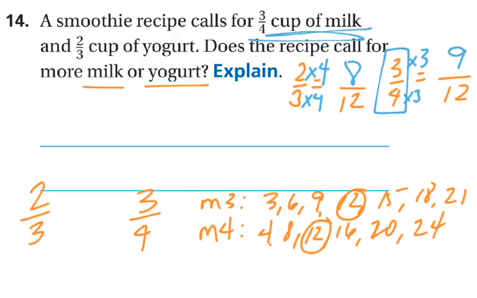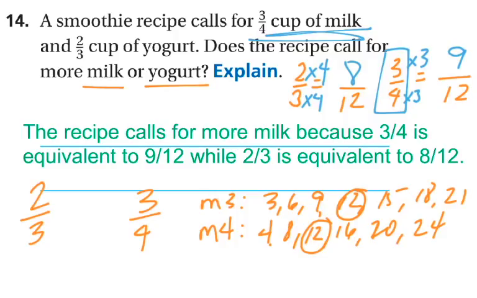Therefore, more milk is called for in the recipe. Alright, so this recipe calls for more milk because 3/4 is equivalent to 9/12, while 2/3 is equivalent to 8/12. So there's more milk that gets used in this recipe.